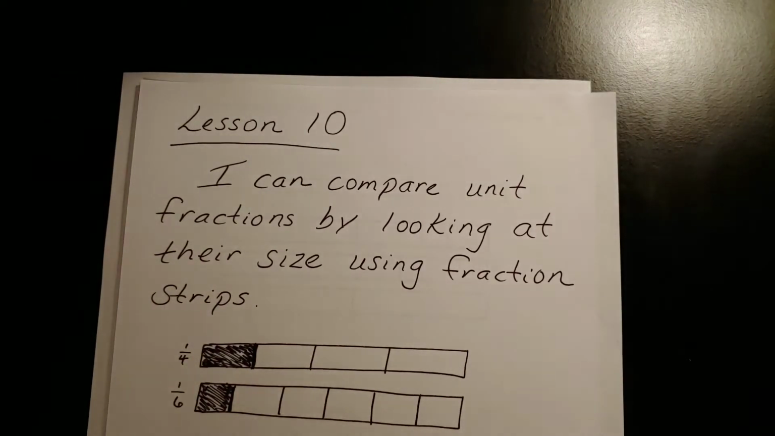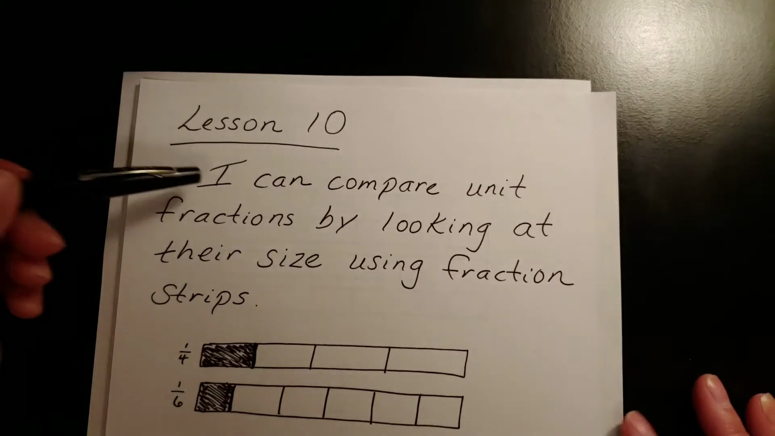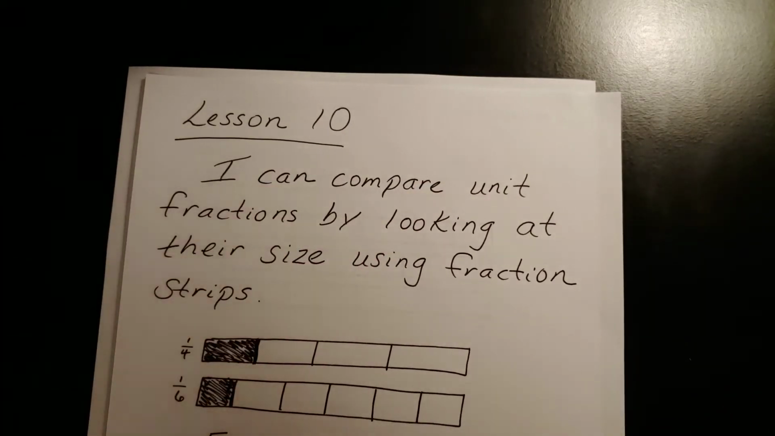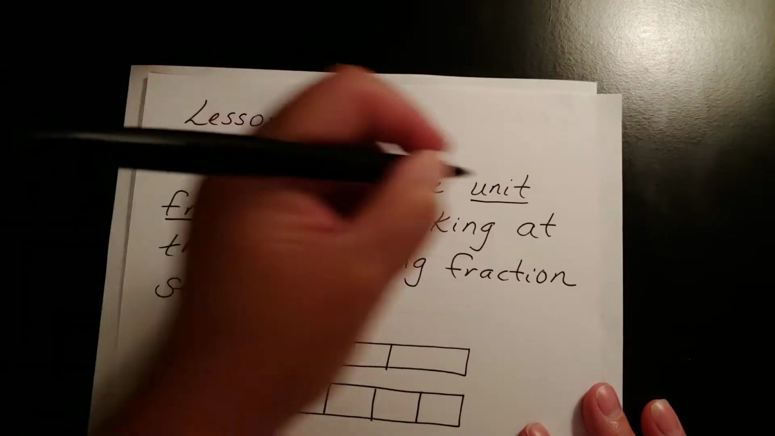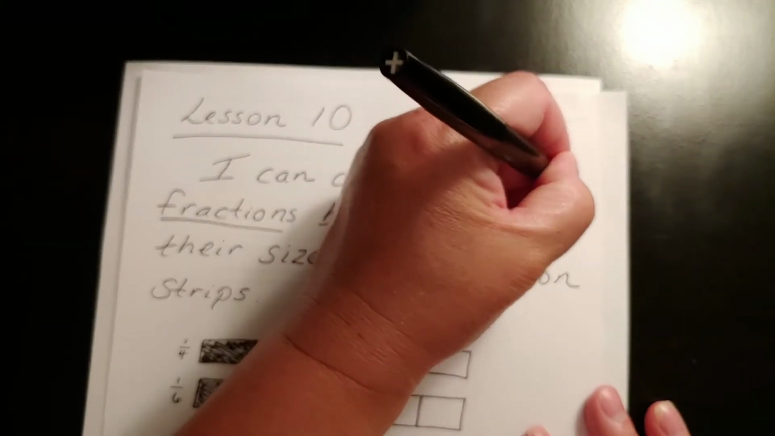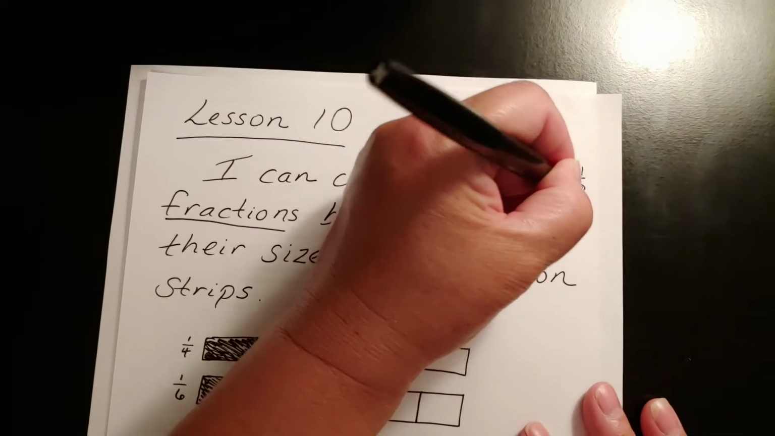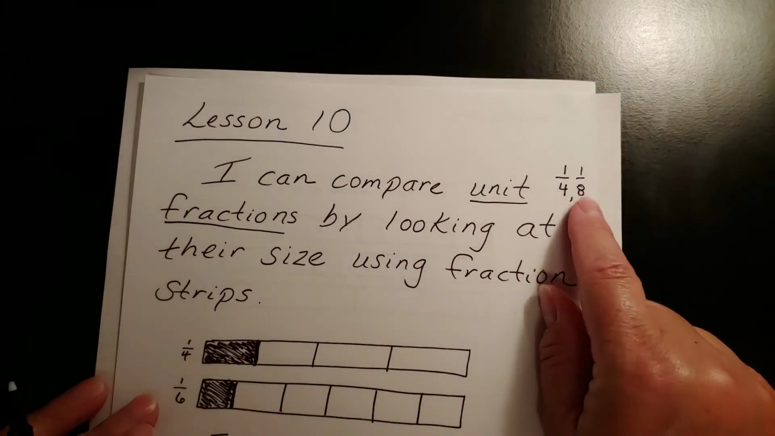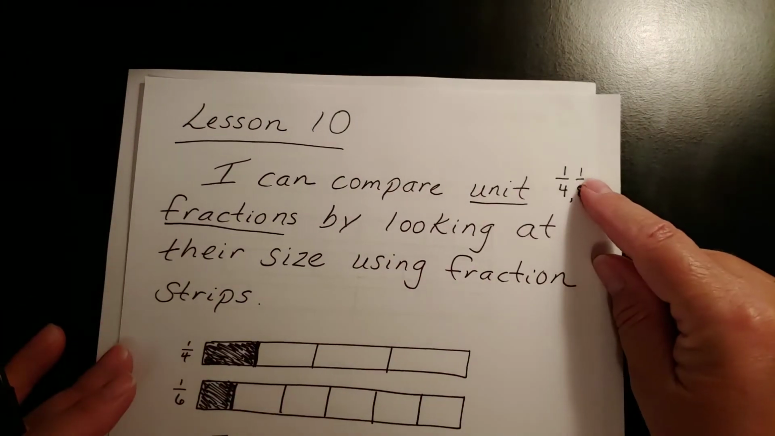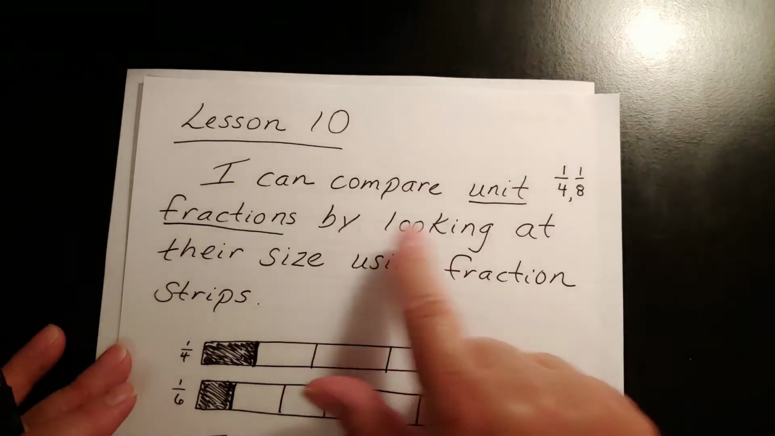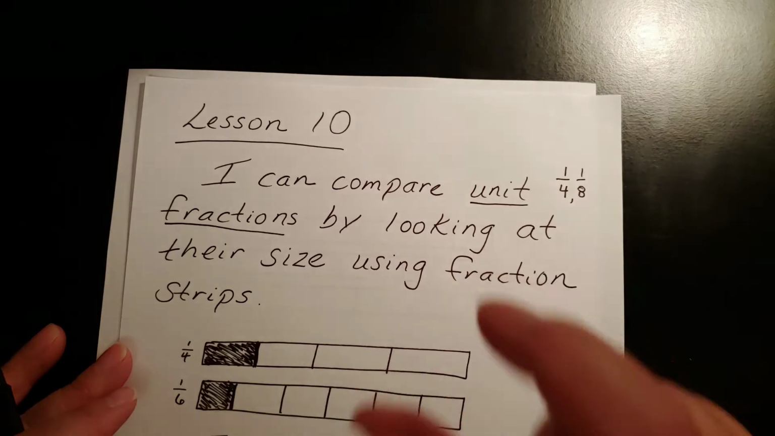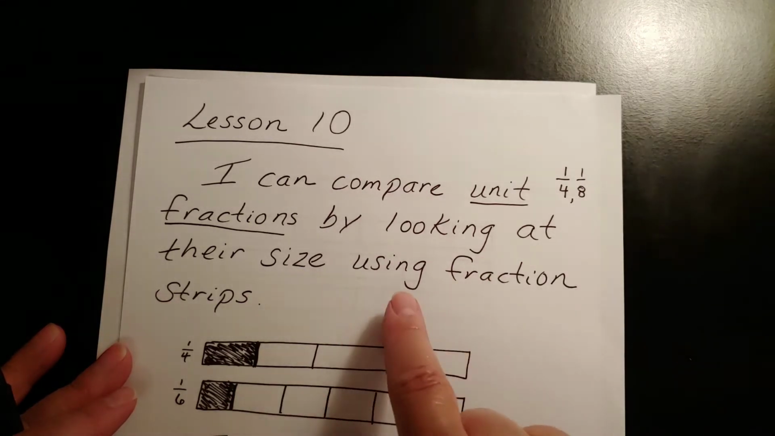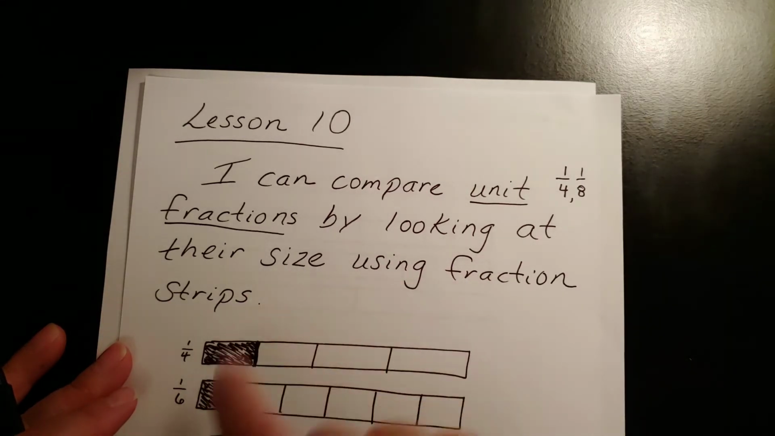This is lesson 10. Our goal is I can compare unit fractions. There's that unit fraction again, which we know means has a numerator of 1, like 1/4 or 1/8. So we're going to be comparing different fractions with a numerator of 1 today by looking at their size. So we're going to look at the size of that unit fraction. And the way we're going to do that is we're going to use fraction strips.